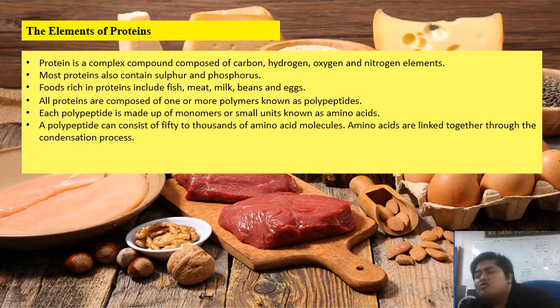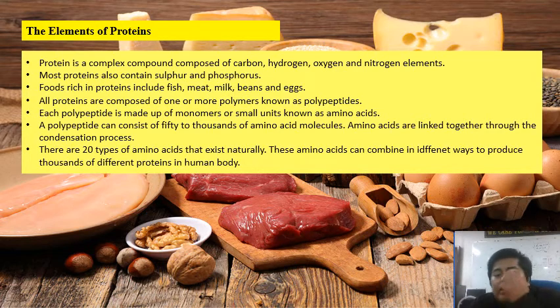Sama je, bila dia nak link together mesti proses condensation. Bila dia nak separate mesti guna proses hydrolysis. Okay, next. There are 20 types of amino acid that exist naturally. So, this amino acid can combine in different ways to produce thousands of different protein in the human body.